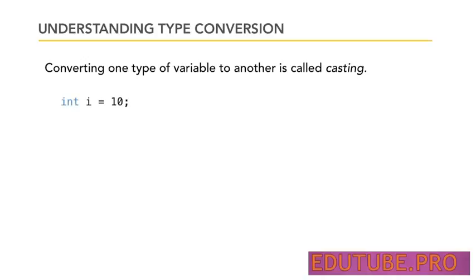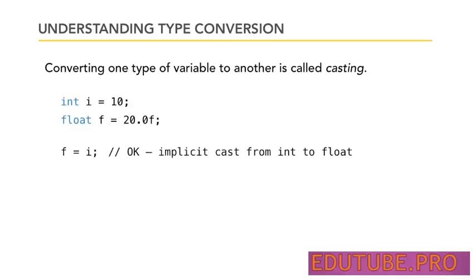So for example, suppose I had an integer named I, and it's set to the value of 10. And I also had a float f, and that was set to the value of 20.0. Suppose I wanted to set f to the value of I. I could just do f equals I, and that's okay because that's an implicit cast or conversion from an int to a float. Since an int is 4 bytes and a float is larger, there's no risk of data loss here. The integer can simply be converted into a float and all is well.